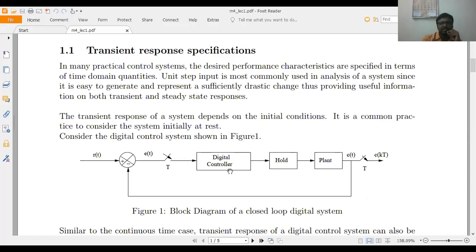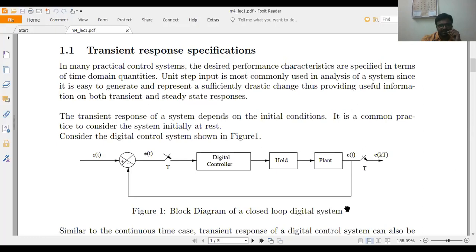which consists of a digital controller in cascade with a zero order hold, which is in cascade with the plant. The plant is the system which is going to be chosen. Let us consider this particular system as a closed loop digital system.